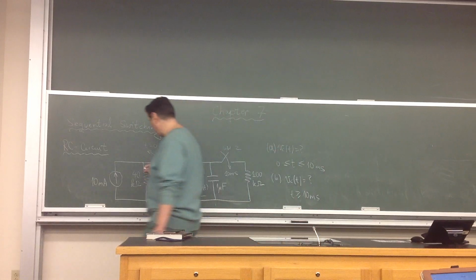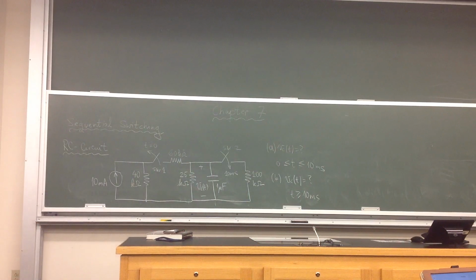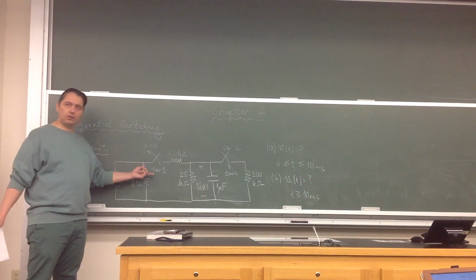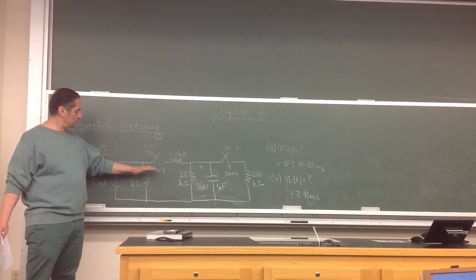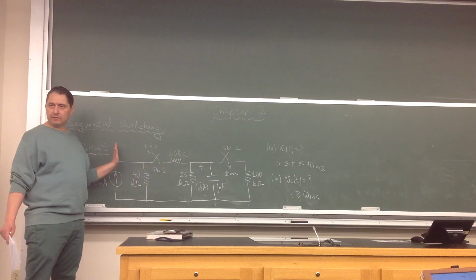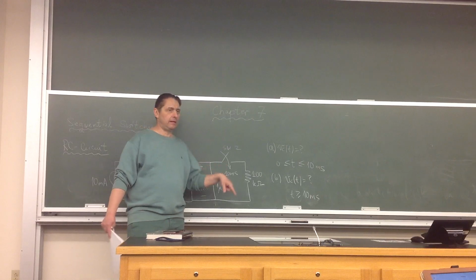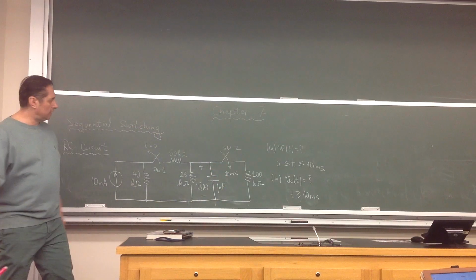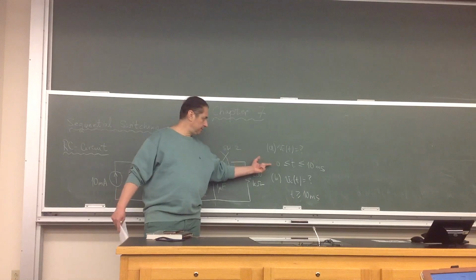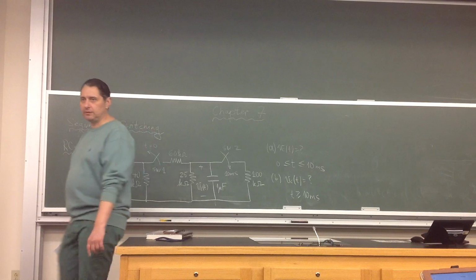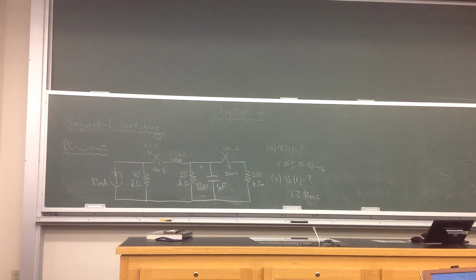Okay, so for this circuit here, as you notice, there are two switches. And that's why it's called sequential switching. You have switch one, which is closed for a long period of time and opens up at t equals 0. And you have switch two, which is open for a long time and then closed at 10 milliseconds. They ask you to calculate the voltage on the capacitor for t between 0 and 10 milliseconds, and then the voltage on the capacitor for t greater than 10 milliseconds. Okay? Piece of cake.